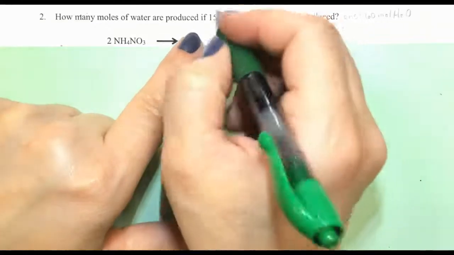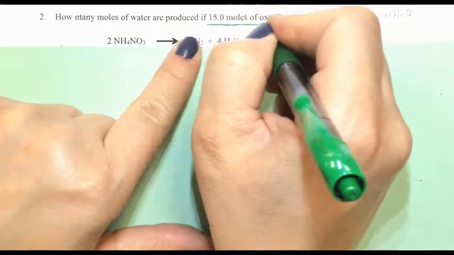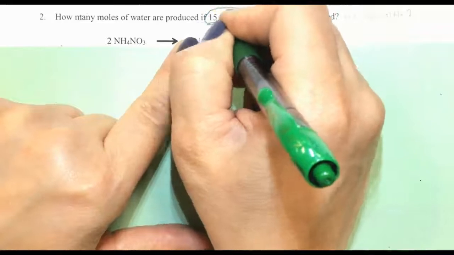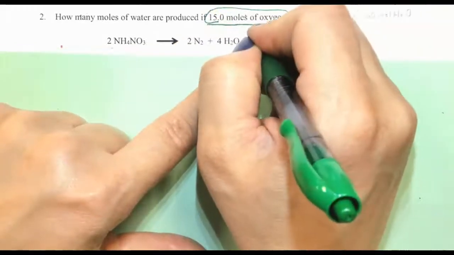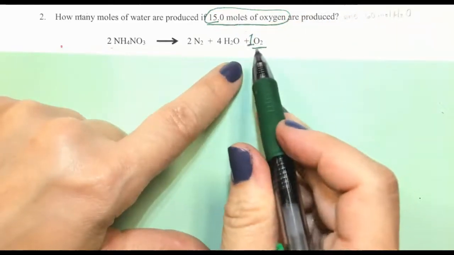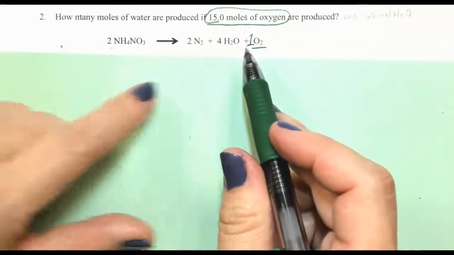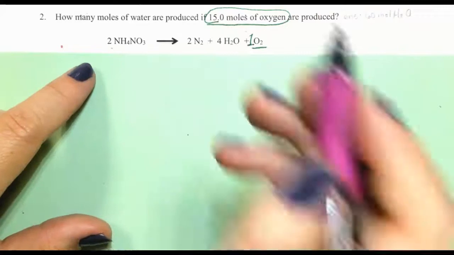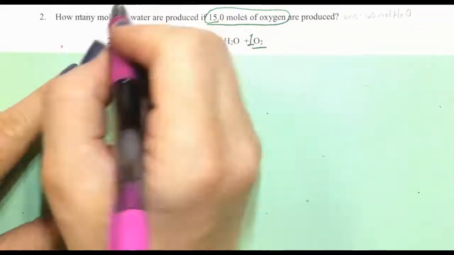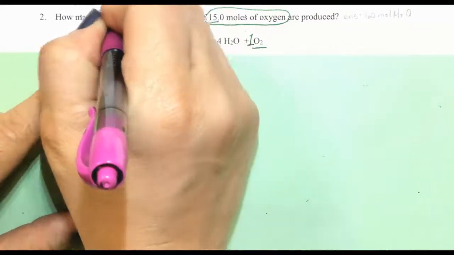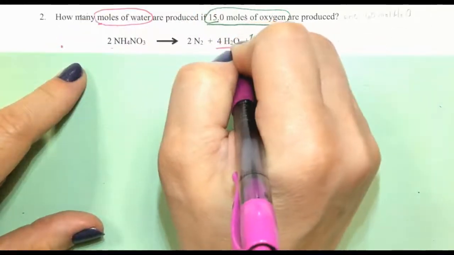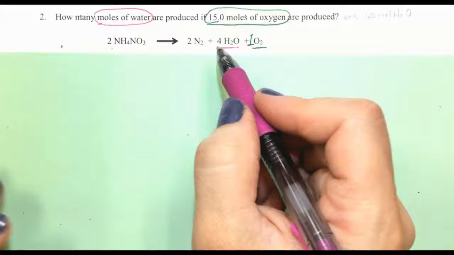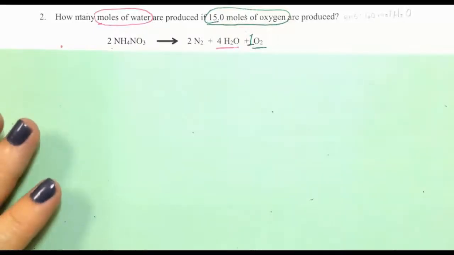Our given in the problem is 15.0 moles of oxygen. And that's going to be this in our equation. And notice it has a coefficient of 1. When you don't see a coefficient, it's automatically a 1. The unknown in our problem says how many moles of water. So moles of water is our unknown, and that's going to be this one right here. Notice it has a coefficient of 4. So now we can set up our proportion.